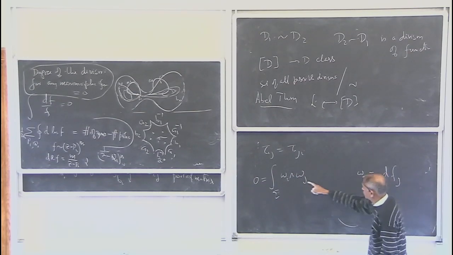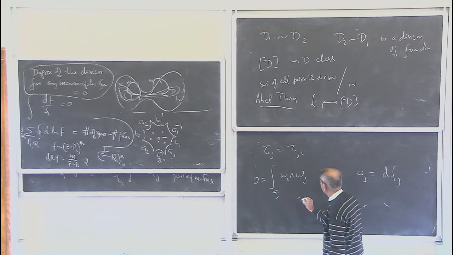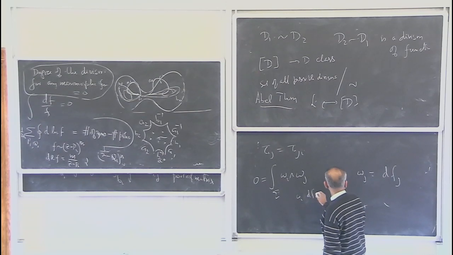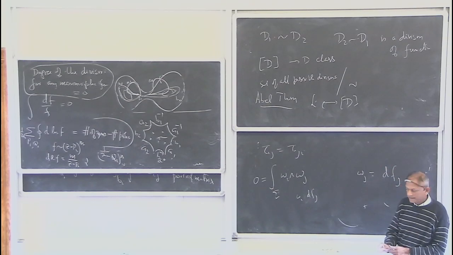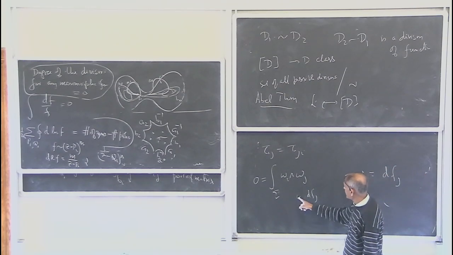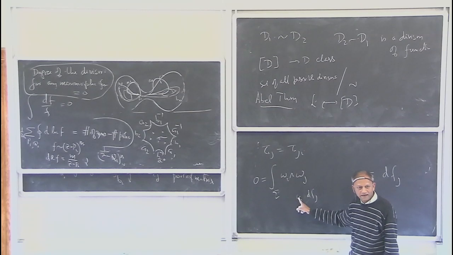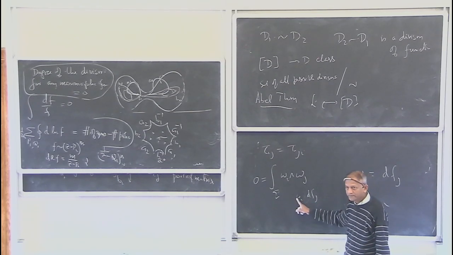Then substitute that there: omega i wedge dfj, and then integrate by parts. When the d acts on omega i, it gives 0 because omega is a closed form, right? So what you'll get is the boundary term.